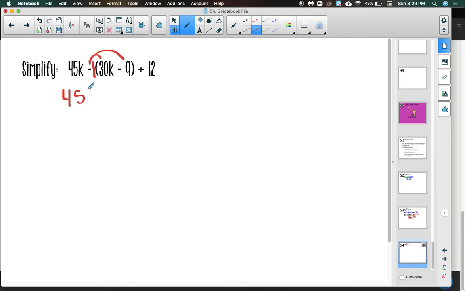So I bring my 45k down into the problem. Now I do negative 1 times 30k. Well, a negative times a positive is a negative, so I write a minus sign there. And now I can ignore my sign and just take 1 times 30k, which is 30k. Keep in mind, I do not want two signs in my problem. I just want one sign, and this is going to get us that one sign.